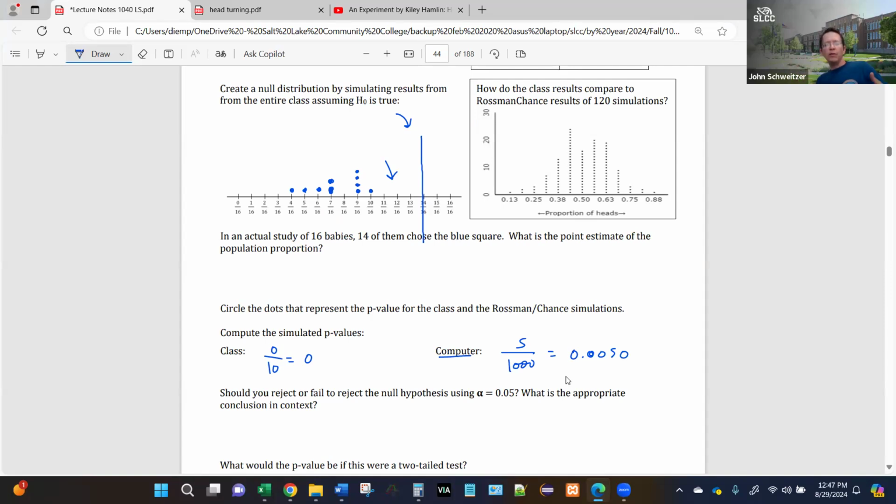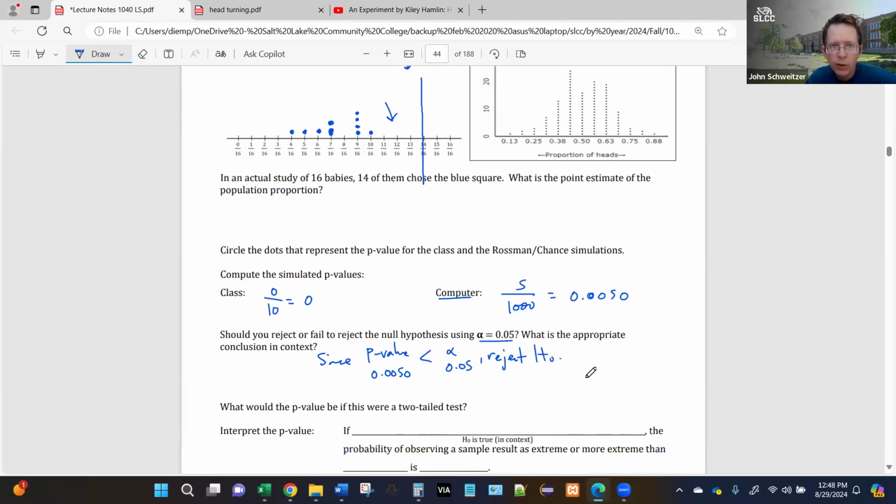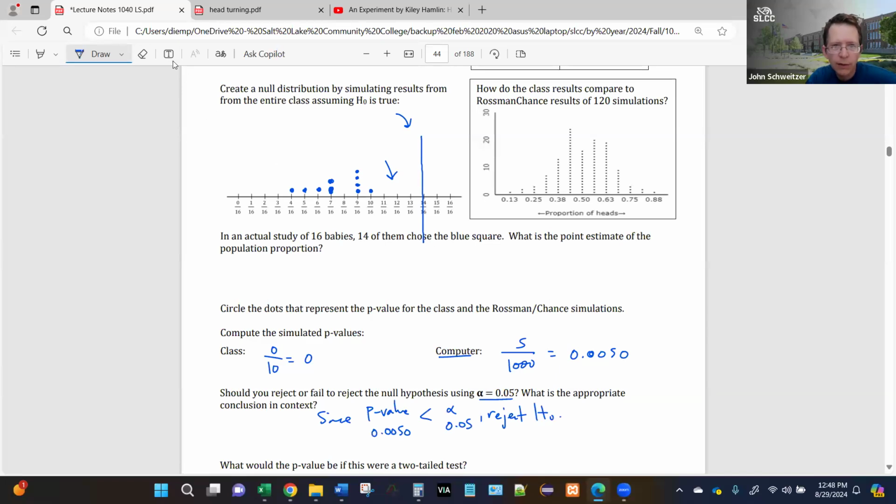What do we do with a small p-value? We reject the null. So we are going to say, okay, the p-value is 0.0050. Alpha is 0.05. Since the p-value is less than alpha, we're going to reject the null. Okay, so the null is that babies can't tell the difference between right and wrong. So if we're rejecting that, what are we saying?